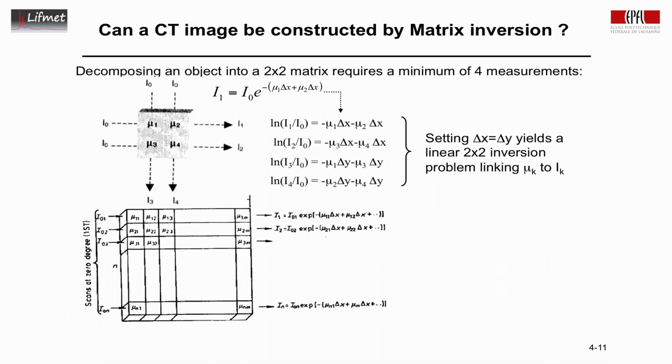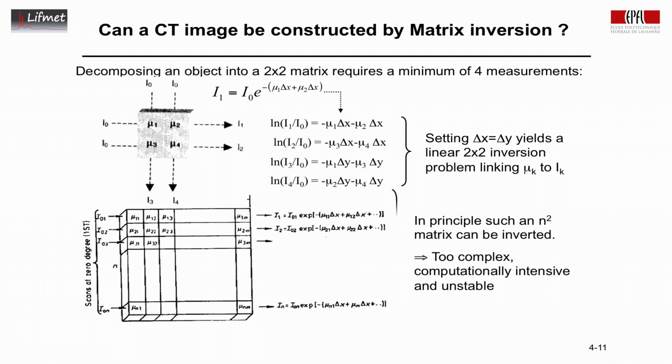Now let's say we have an n by m matrix. So if we have an n squared matrix, say 128 pixels that we want to have in our image, so it's 128 by 128 linear attenuation coefficients. And in principle, such a problem can also be inverted. Such a matrix can be inverted. The problem is this is very complex. It is computationally intensive, and also on top of that, the matrix inversion problem is unstable.